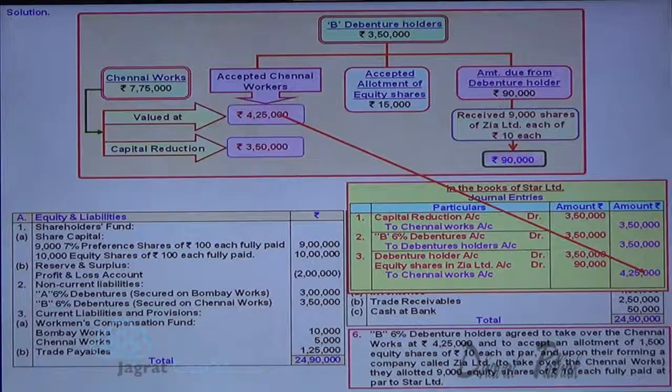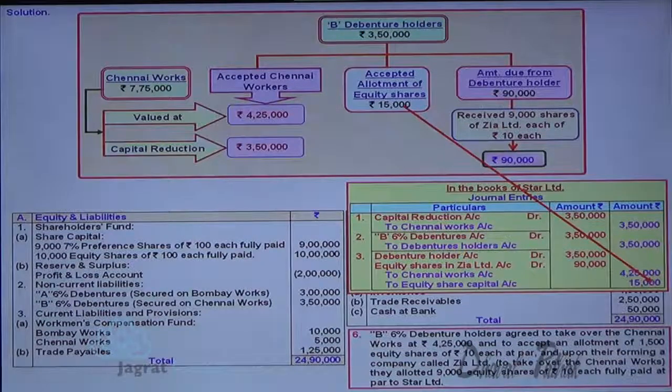So credit what goes out, asset is given. Debit what comes in, credit what goes out. So Chennai factory is given, so Chennai Works account is to be credited. And equity share allotted, that will be credited to equity share capital account. This is how the exchange entry is being recorded in the form of a transaction.